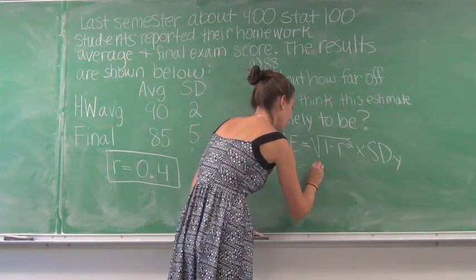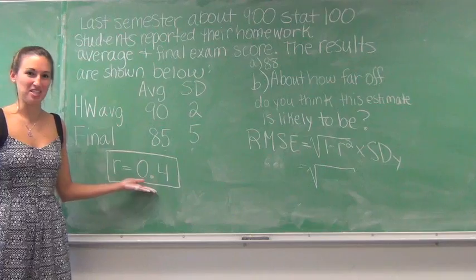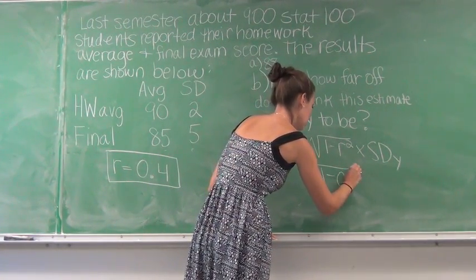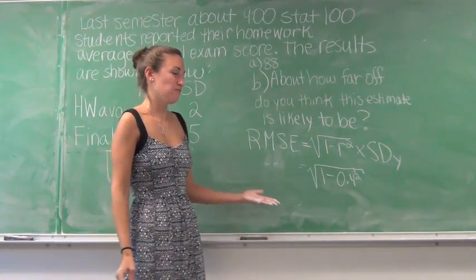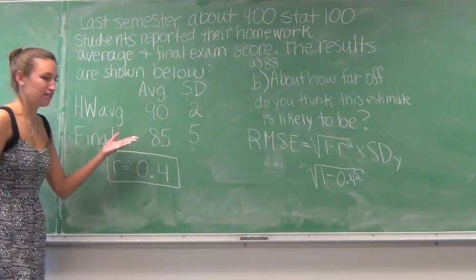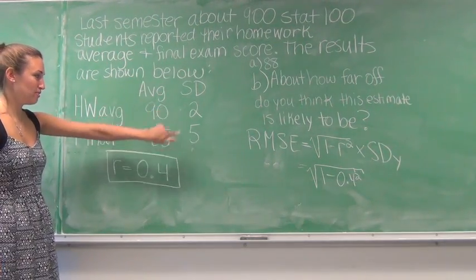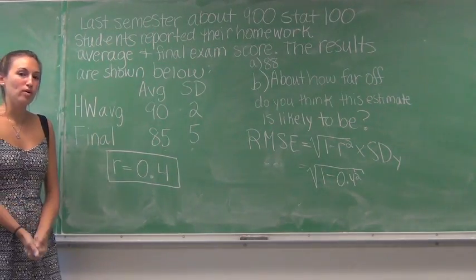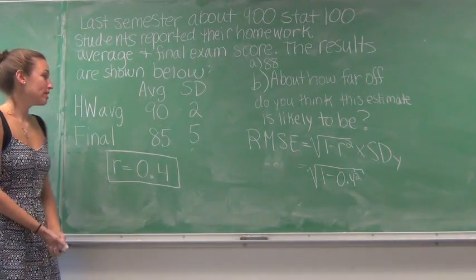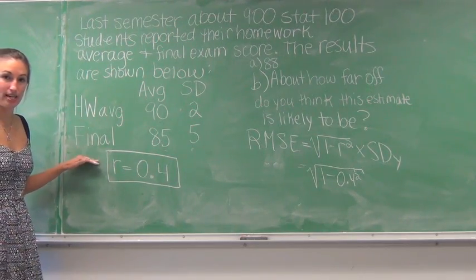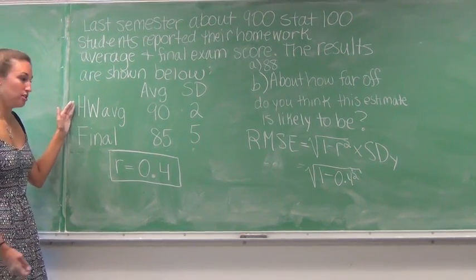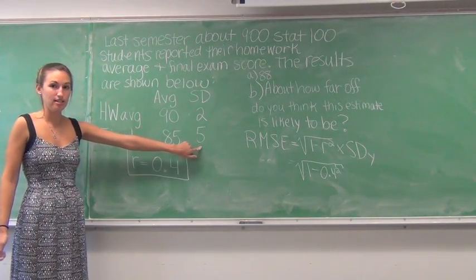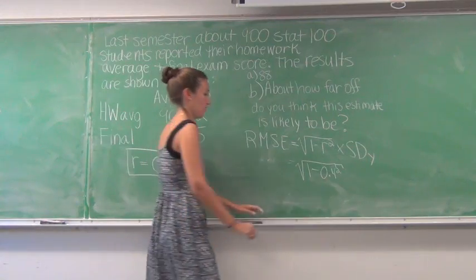We know that our correlation coefficient is 0.4. So we have 1 minus 0.4 squared. And then SD of y. Well, if we look at our statistics here, we can see that there are two different SDs. So which one's our SD of y? Well, y, remember, is always what we're trying to predict. So in this case, we're trying to predict final exam scores from the homework average. But the ultimate thing that we're trying to predict is this final exam score. So we're going to use that SD. That's how we know to use 5 as our SD for y.